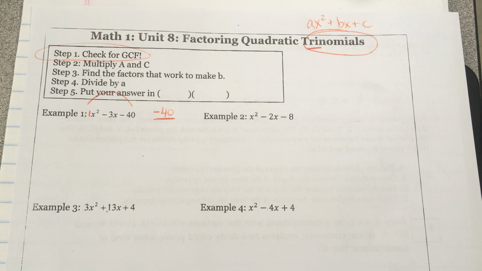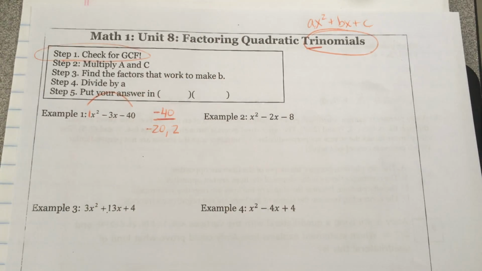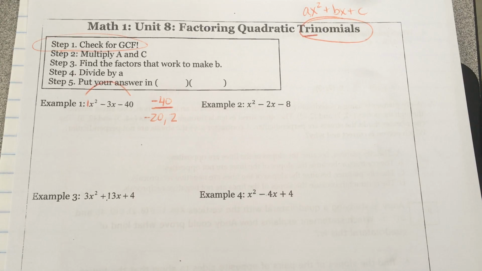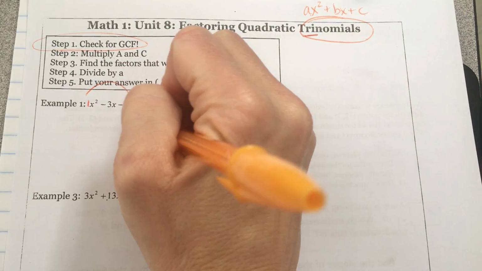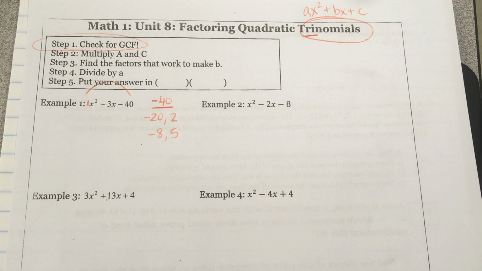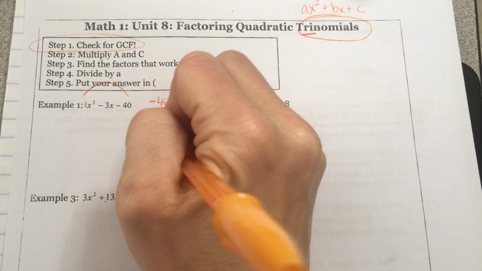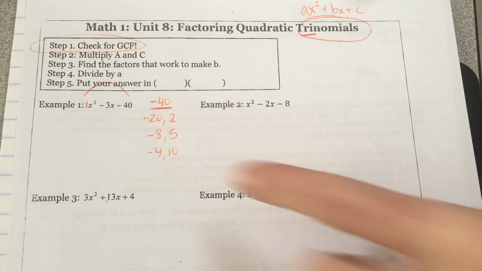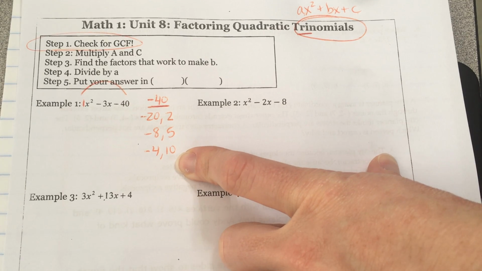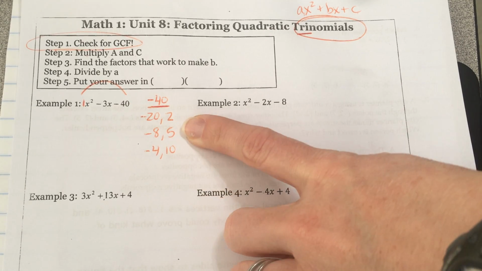Find the factors that work to make this number, right? What are some things that multiply to give you negative 40? Negative 20 and 2. All right, negative 20 and positive 2. Good, write it down. What else multiplies to give you negative 40? Negative 8 and 5. All right, let's do one more set. What's another way to multiply to get negative 40? Okay, negative 4 and 10. Okay? These are things that multiply to give you negative 40. Do you agree with that?